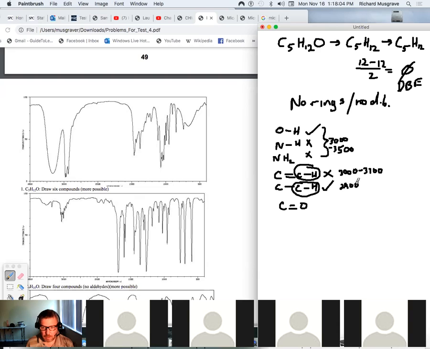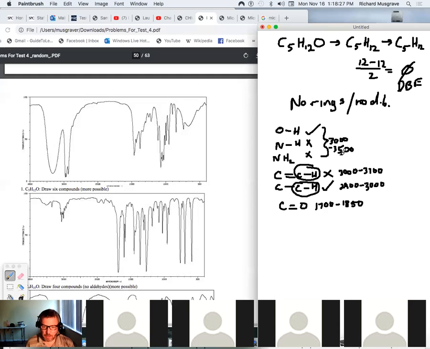Now, this is not something you have to memorize. It's all on the correlation chart. Okay. Do you think we have a C double bond O present? Do you see anything between 1700 and 1850? No. So there's no C double bond O.